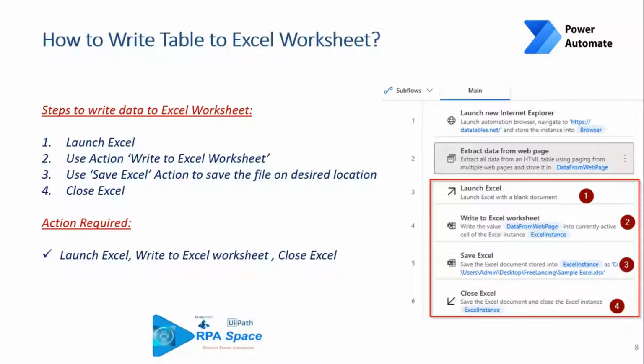So what are the actions required for you to write a table and save it into an Excel worksheet? You need the launch Excel action, then write to Excel, followed by close Excel. The save Excel action can be incorporated within close Excel itself if you don't want to change the format of the Excel file. That's one option which is included in addition. Without getting delayed, we'll jump back to Power Automate and see how this happens in the practical part.